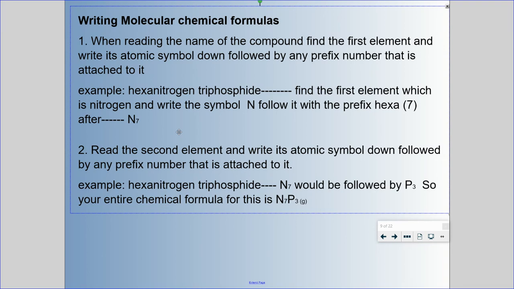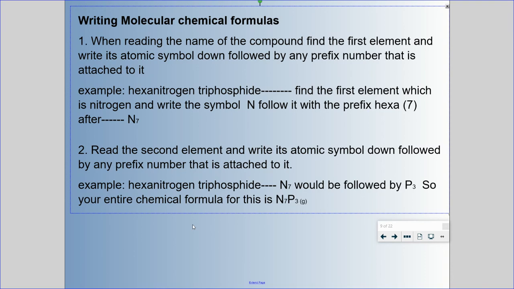Now we're not done because it has 2 elements that are supposed to be part of a compound. So we're going to read the second element, and we're going to attach its prefix to it after we find the second element. So in hexanitrogen triphosphide, phosphide is phosphorus. Okay, so we already have N7 written down. We're going to follow it by P for phosphide and 3 for tri. So in the end, your entire chemical formula is N7P3.